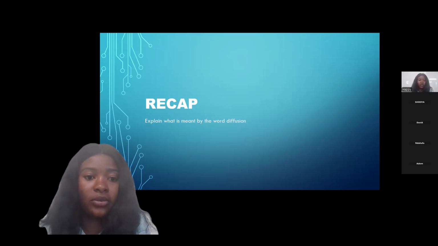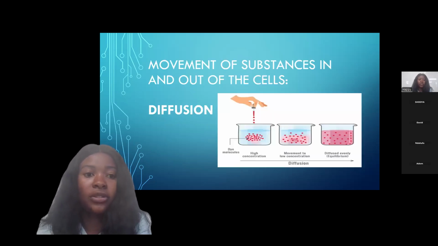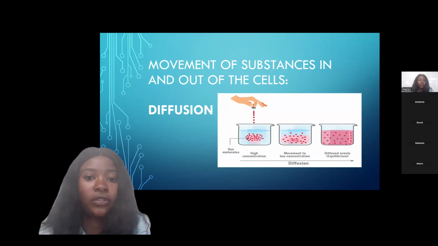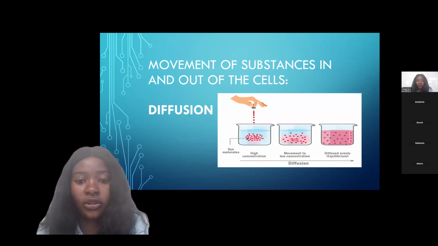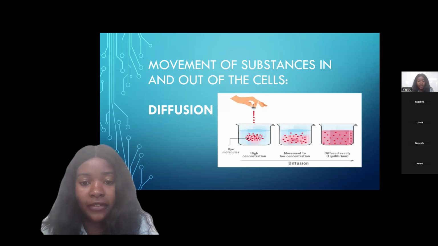Okay, so let's continue with what we are going to do today. So now we are going to concentrate on the movement of substances in and out of the cells. So as you can see here, this is just a picture that shows the definition that Selma gave us in the previous slide. All right.